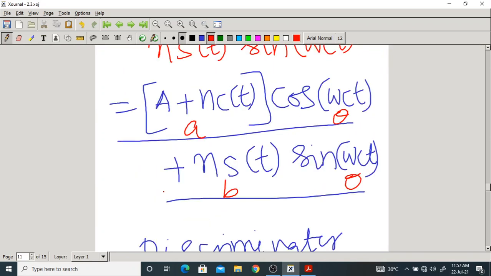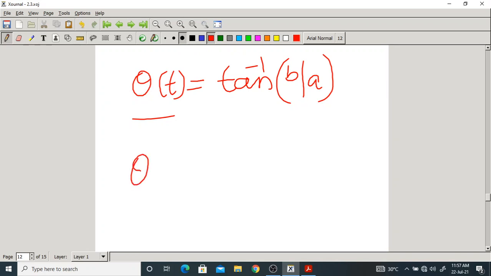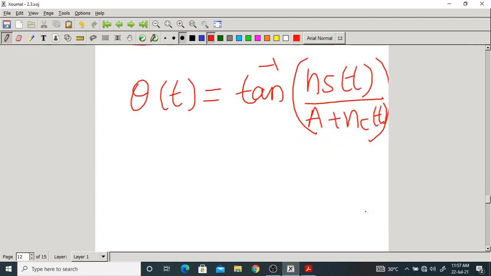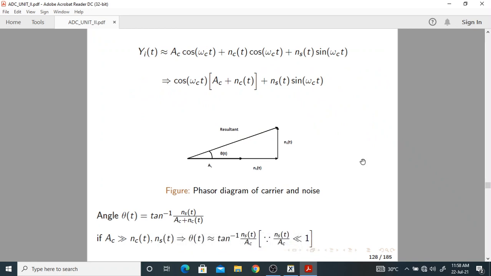What is B? What is A? B is ns of t. A is A plus nc of t. Okay, obviously the angle is tan inverse B, that is ns of t, by A, that is A plus nc of t. Okay, are you okay with this? Tan inverse ns of t by Ac or A plus nc of t.